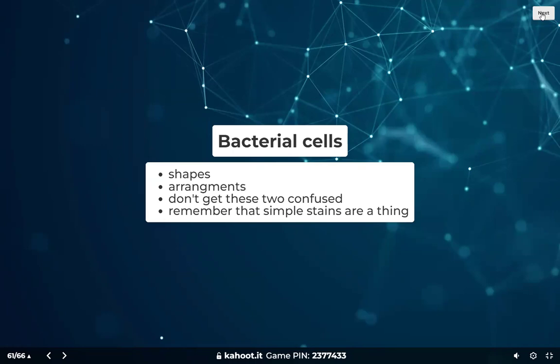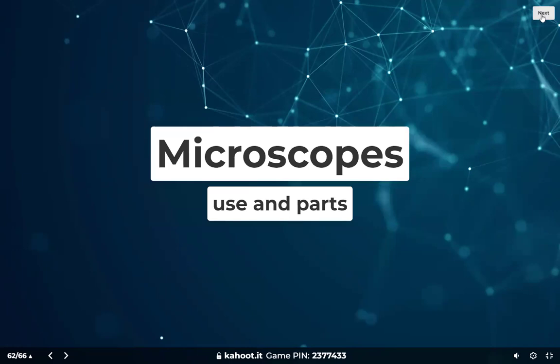And remember that simple stains are a thing. If you stain your gram positive with a simple stain using methylene blue, what color will it be? Blue, right? So don't get tripped up on gram positive talk. Remember, all cells can be stained with that. It doesn't have to just be bacteria.